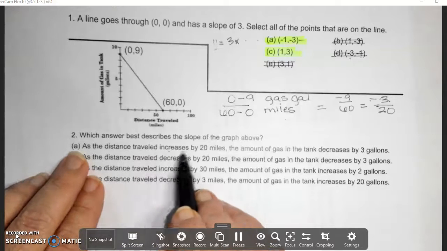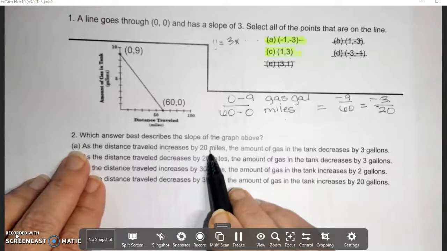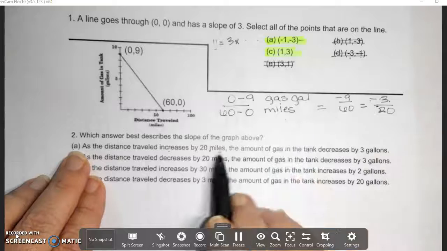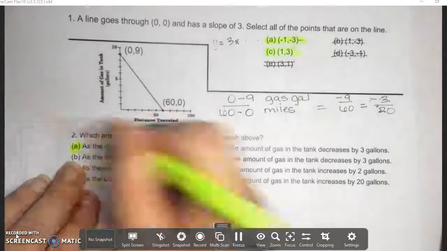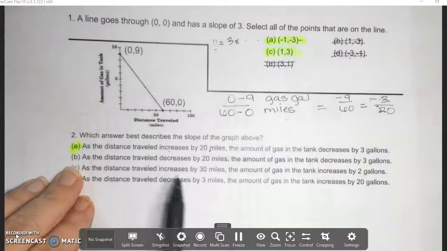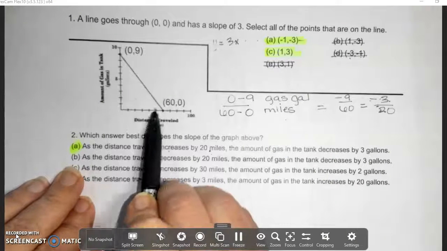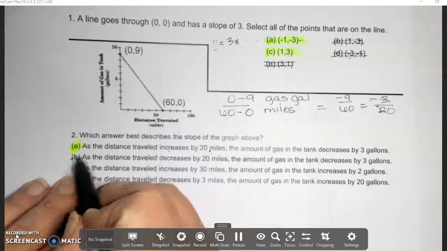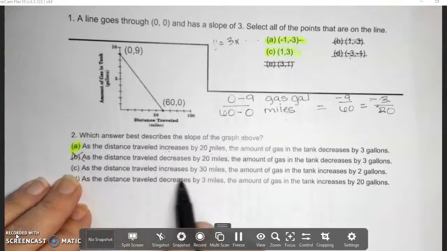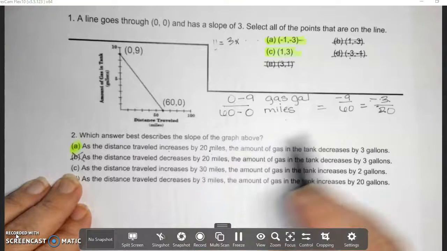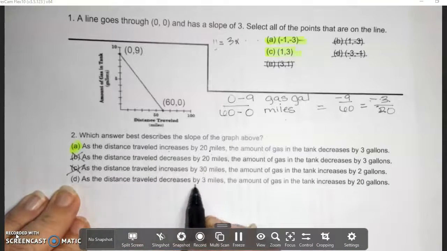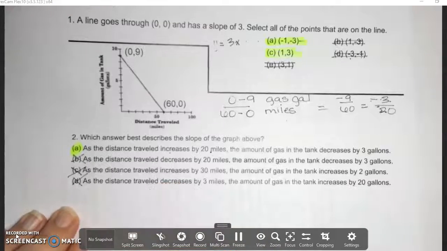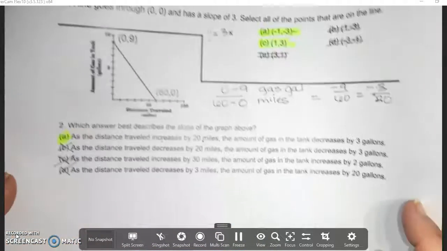for every 20 miles. That's what we're going to. Distance traveled increases 20 miles. That's positive. The amount of gas in the tank decreases by 3 gallons. That's right. Decrease. Well, the distance we traveled doesn't decrease, it increases. As the distance traveled increases by 30 miles, it didn't increase by 30 miles. As the distance traveled decreased by 3 miles, that's not correct. Okay?